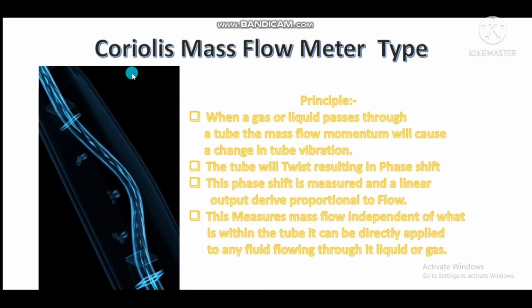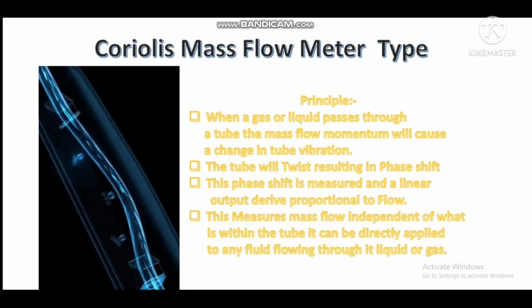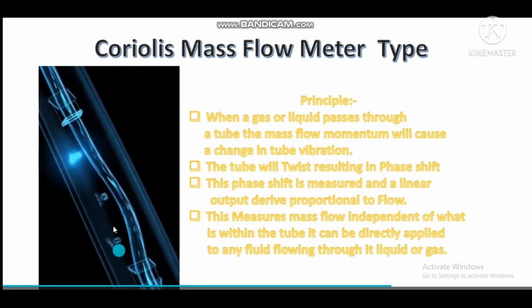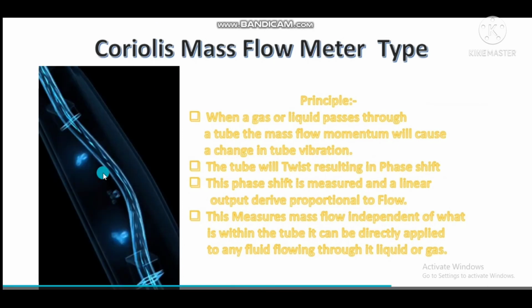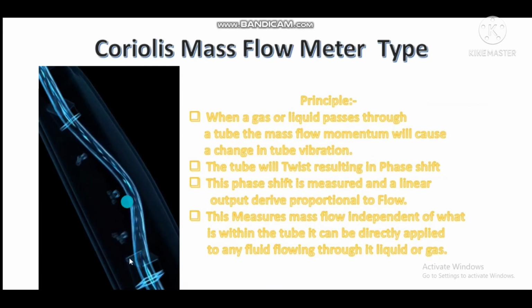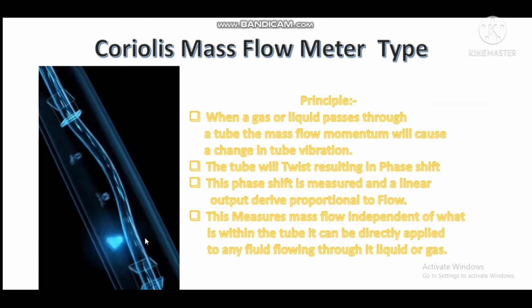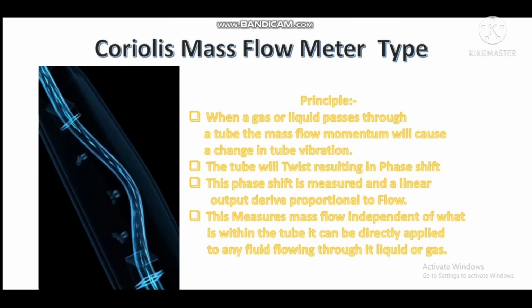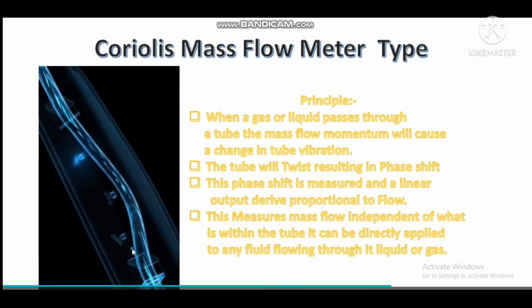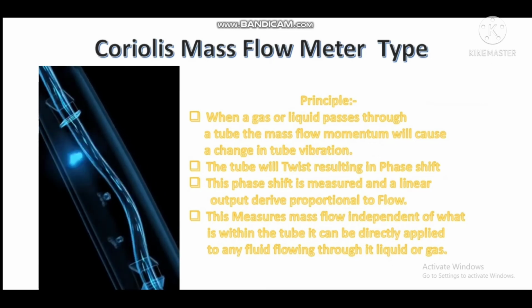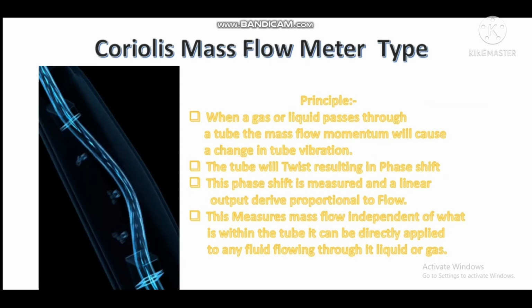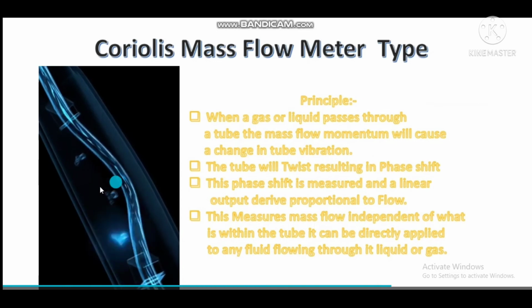Now the Coriolis mass flow meter. The principle of this Coriolis mass flow meter is that it works on the principle of a sensing element, which is located at these two points. The sensing element works with a moving pipe, which is a very flexible pipe. It basically works on the phase shift, and the output derived is linearly proportional to the phase shift which is taking place here. So this is the basic principle.